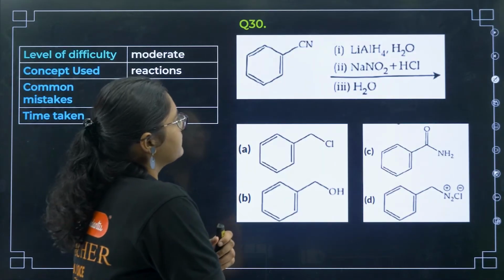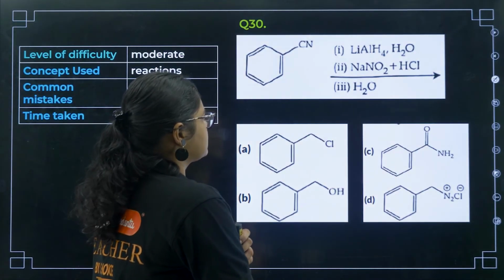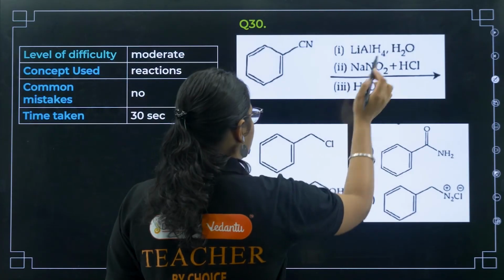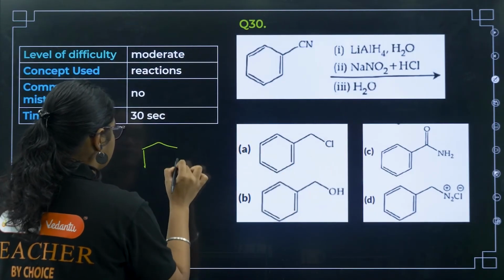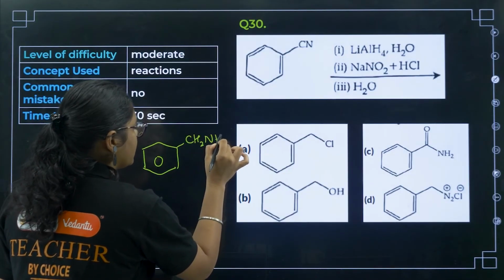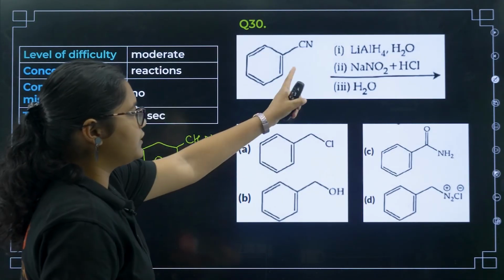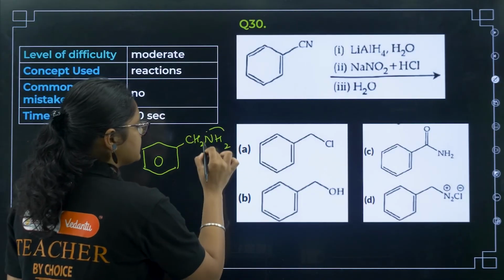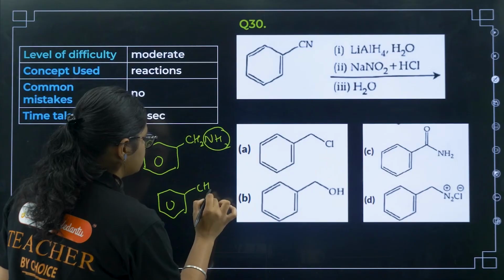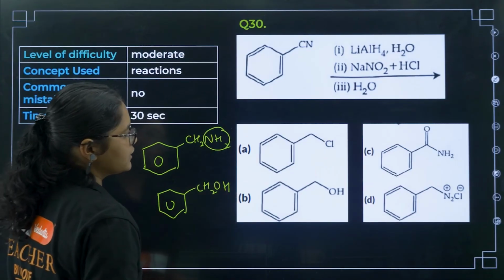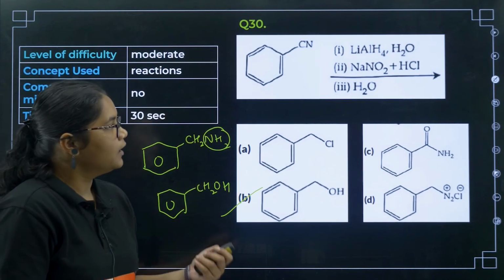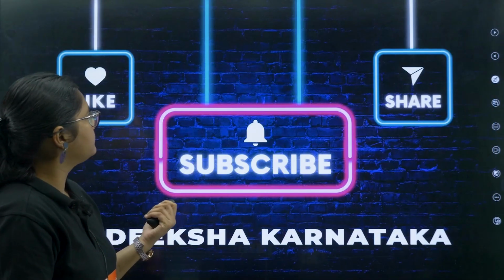Okay, next question we have this one, again a reaction based question. So this is also not a PYQ, I have just included it. So first of all, LiAlH4 and H2 if you take, we will get what? We will get CH2NH2, right? Reduction has happened. Then if you do NaNO2 and HCl, since this is a primary amine, what will I get? I will be getting CH2OH, okay. The correct answer here will be option number B, okay.